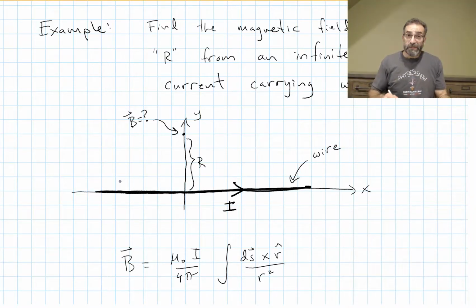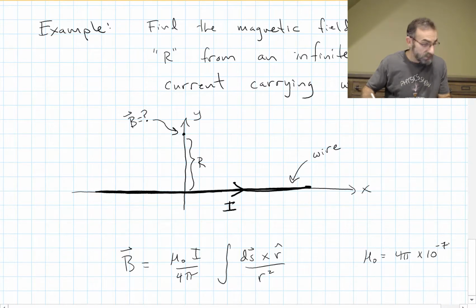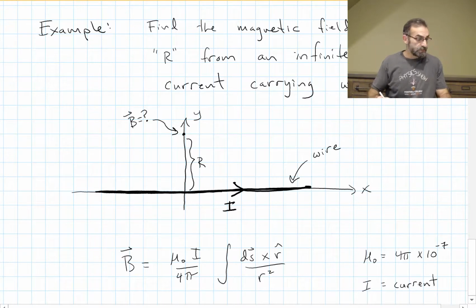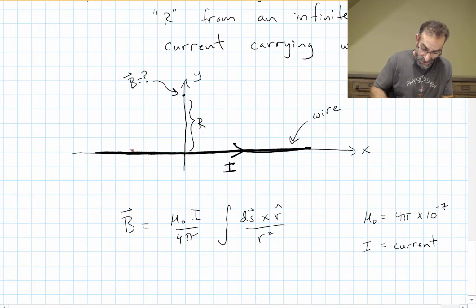Okay, let's break this equation down and go through each variable. Mu naught is our constant, 4 pi times 10 to the minus 7. I is our current. We would be given that value in this problem. We're going to pick some little length of the current path. And that's our ds. And it points in the direction of the current.